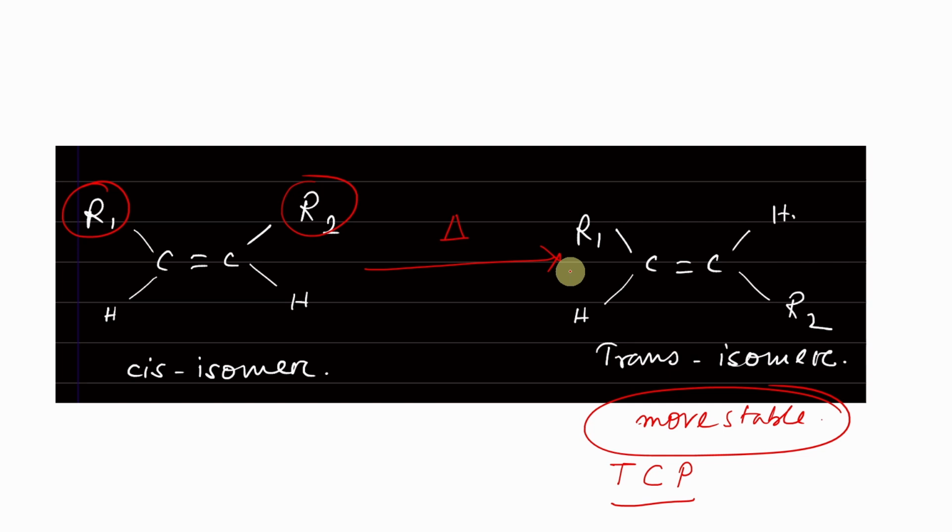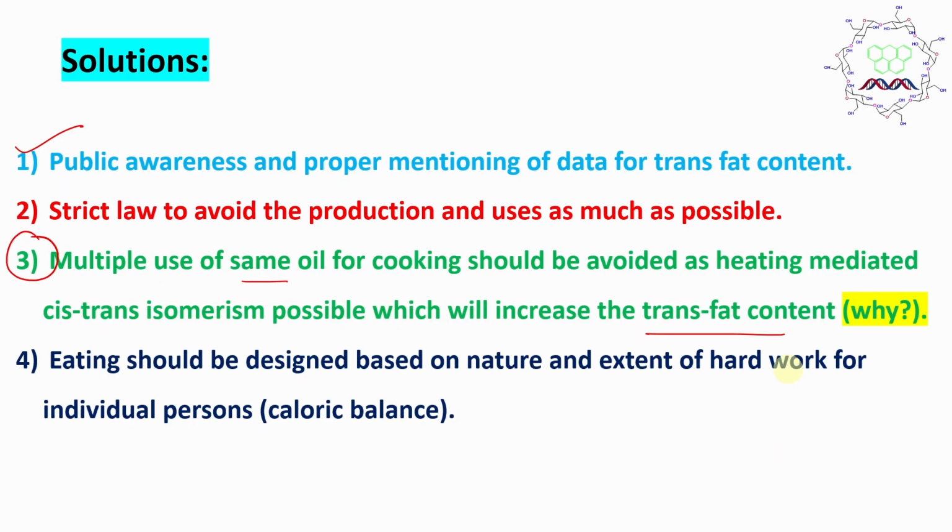So obviously, if you are consuming oil multiple times, you are making it more poisonous. Other factors will be there, but I'm not going into that. I'm saying even if you follow everything properly, during this frying and heating, some amount of cis will be converted to trans, and that can cause a health hazard. So be very careful, do not consume the same cooking oil multiple times.